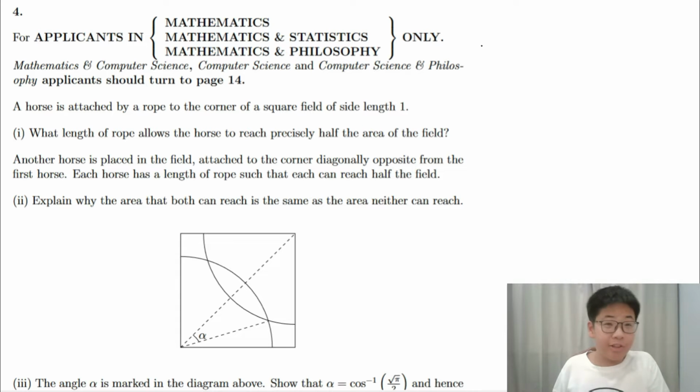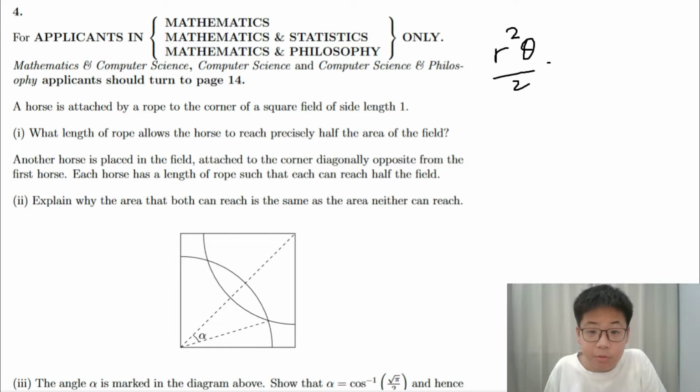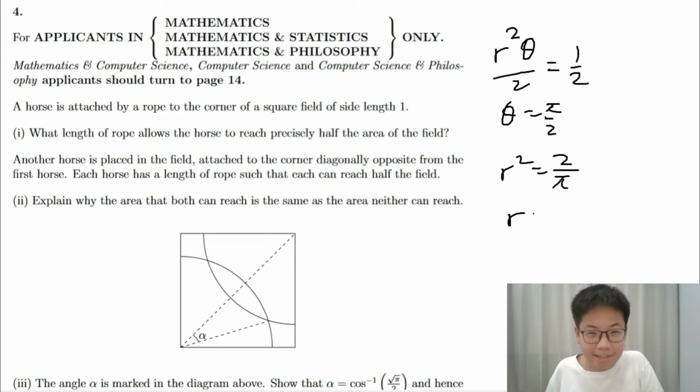What length of rope allows the horse to reach precisely half the area of the field? So we require that the area of the field is half. So r squared theta over 2 equals half. So theta equals pi over 2. So this means r squared equals 2 over pi. You can't rationalize this. r equals the square root of 2 over pi. And if you have a list of constants, please put this in.